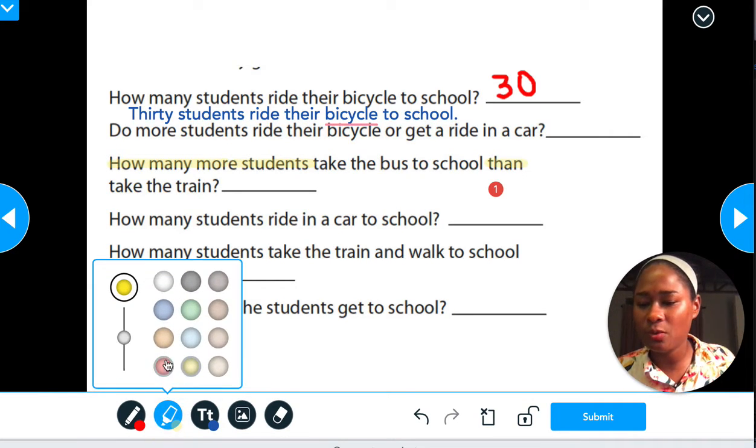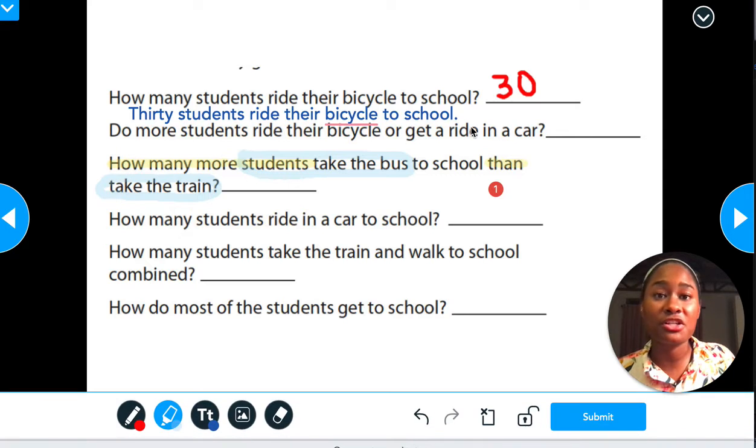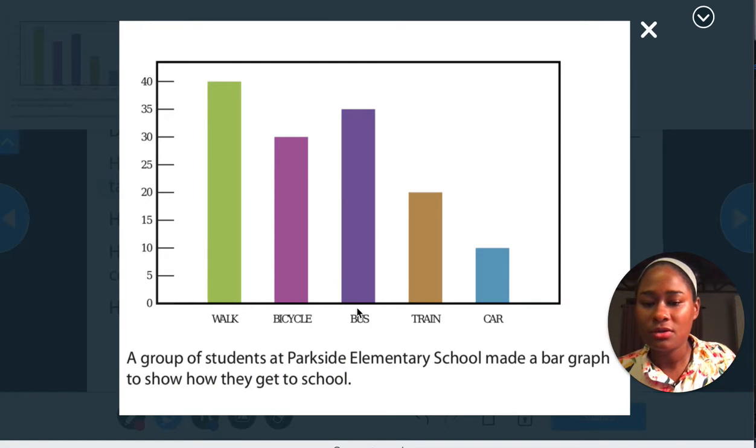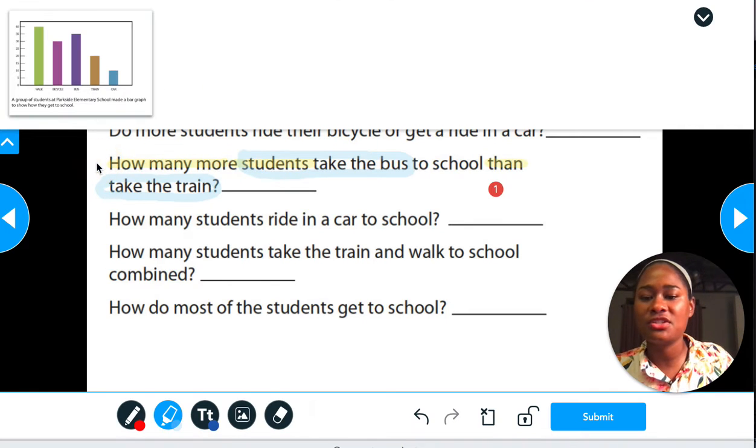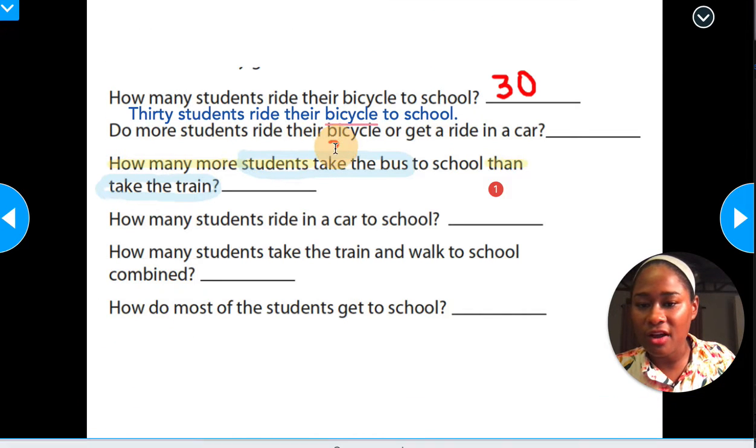But the difference between what? Let me pull out my other highlighter. So the difference between the number of students who take the bus and who take the train. I can get all this information from my bar graph. So I'll pull that up, and first I'll find the number of students who take the bus to school. So here at the bar that's just above the word bus, I see that it's lined up with 35 on my y-axis. So that means 35 students take the bus to school. So I'll put a 35 there.